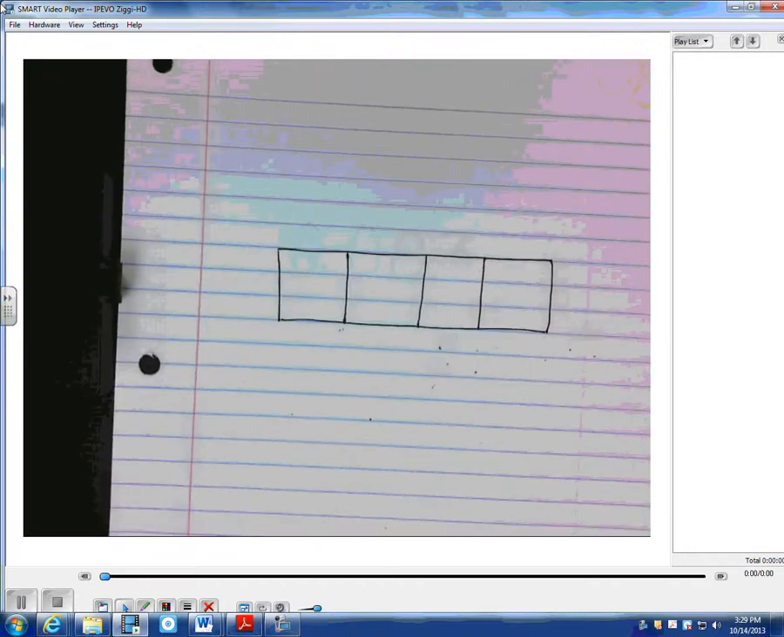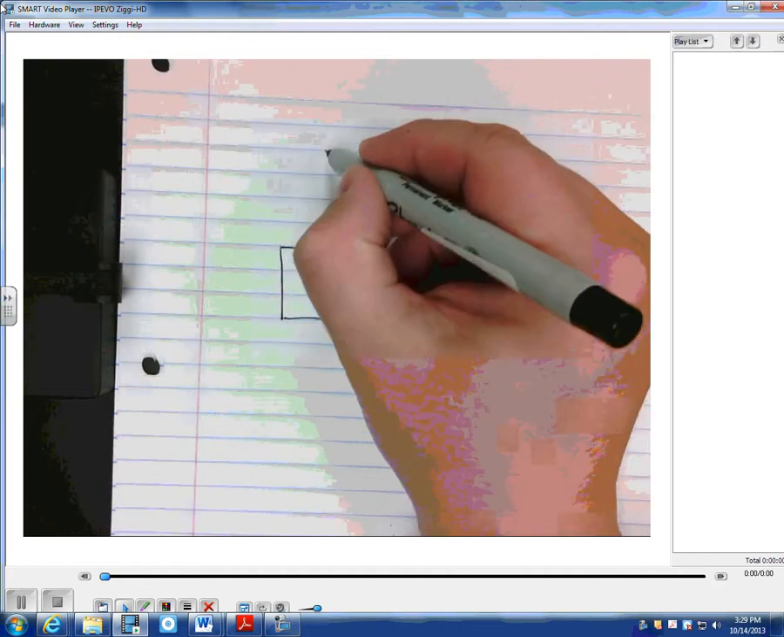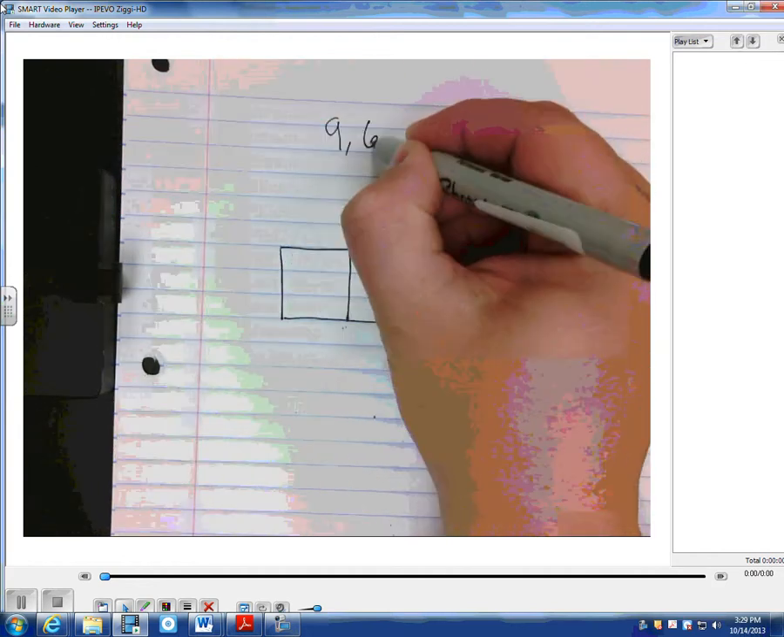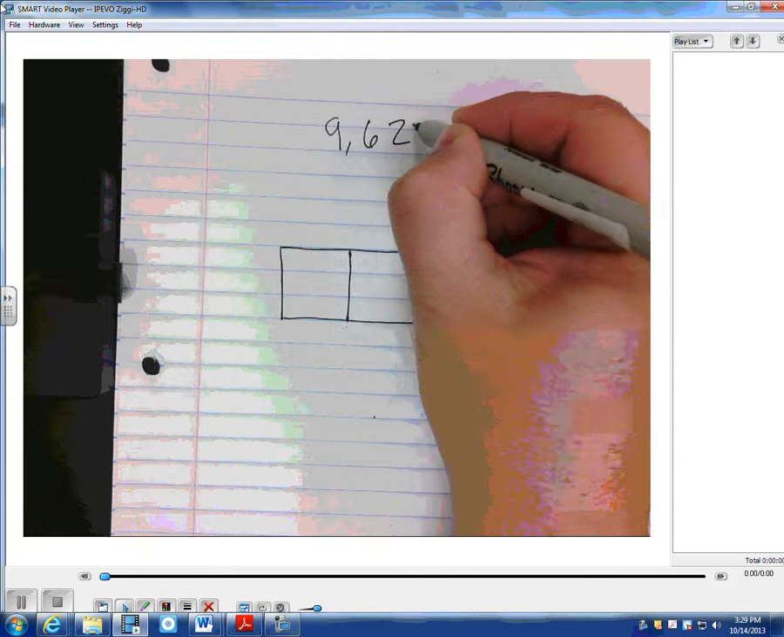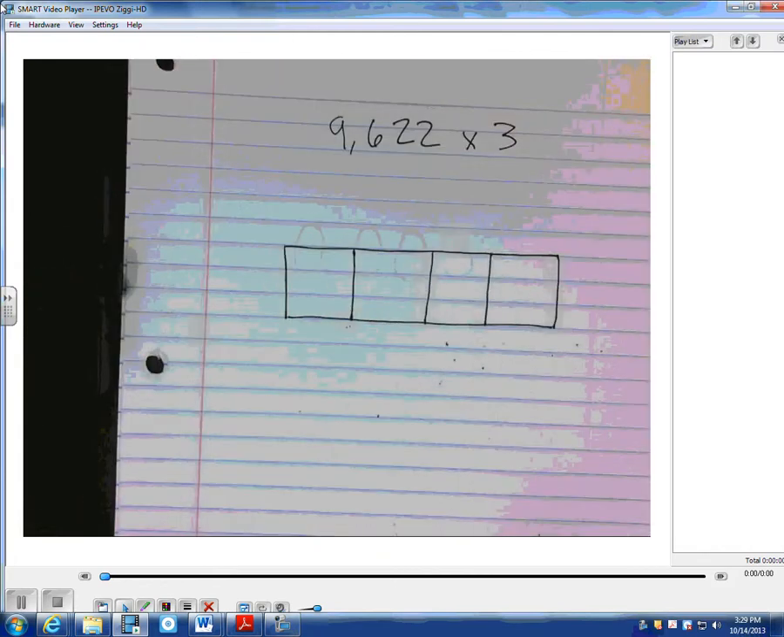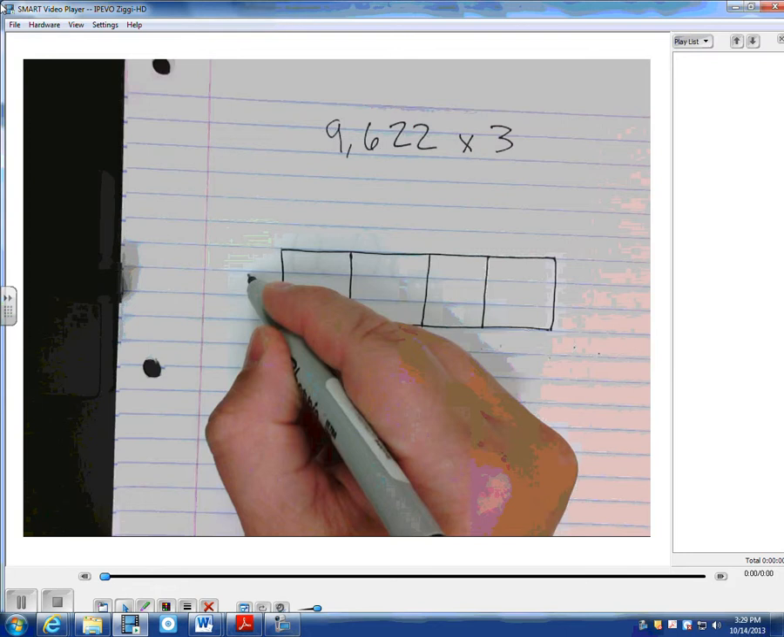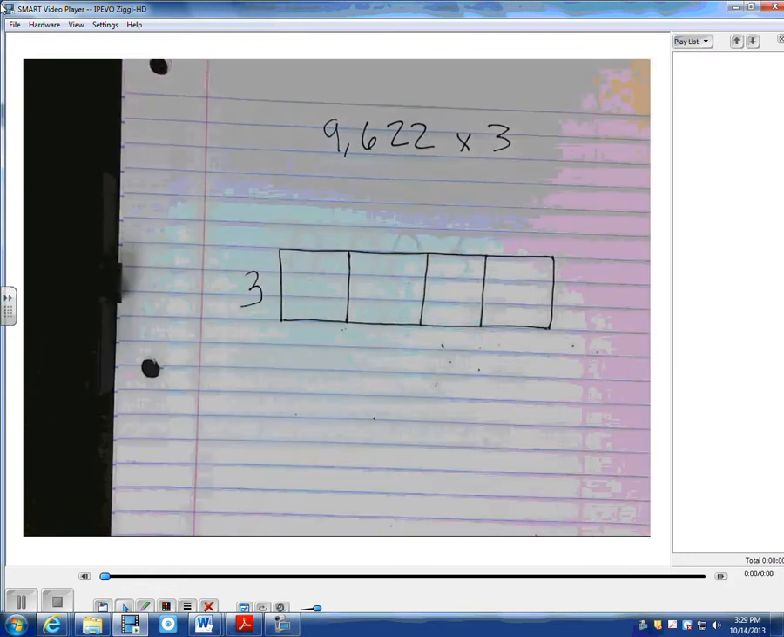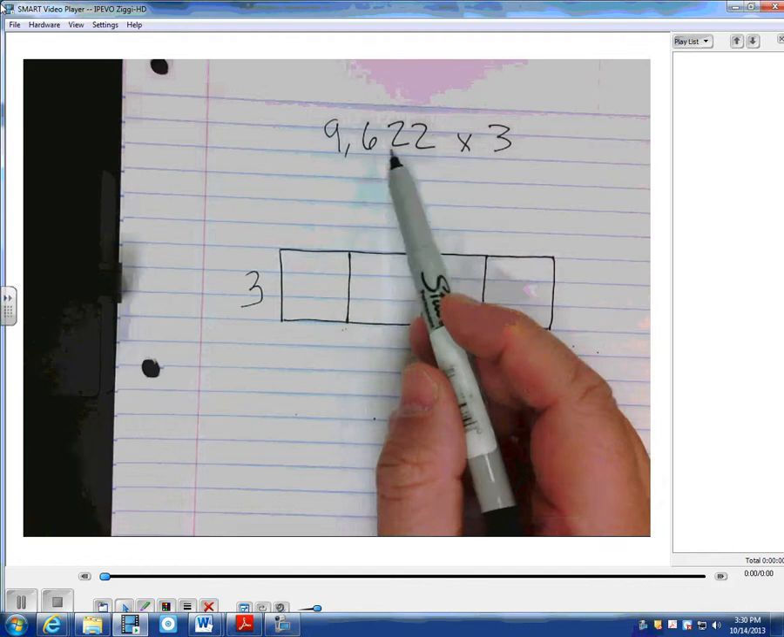Okay. So the area model, we know the number is 9,622 times 3. Okay, and if I want to do it the area model, I'll help you set it up, and then you can solve it. So again, I'm going to have my 3 here, and since I only have one digit, that's all I need to worry about. Now I'm going to write 9,622 in expanded form.